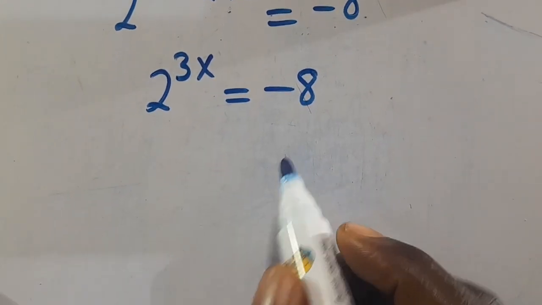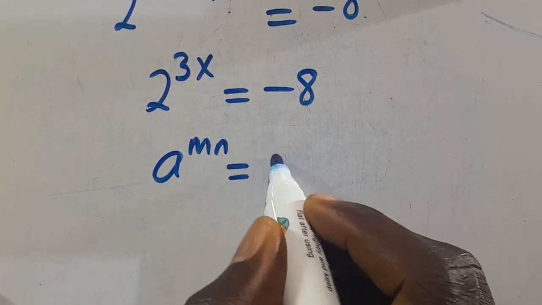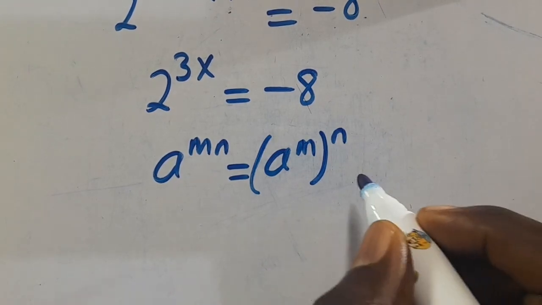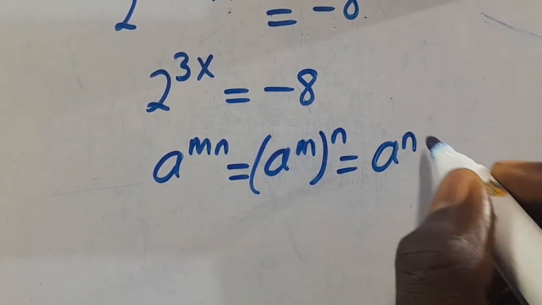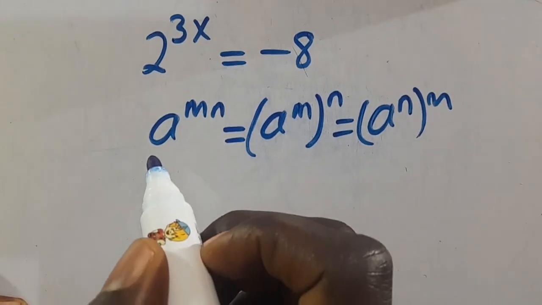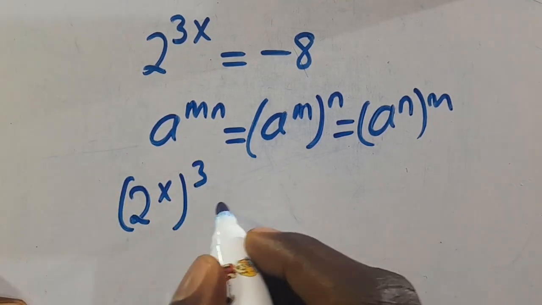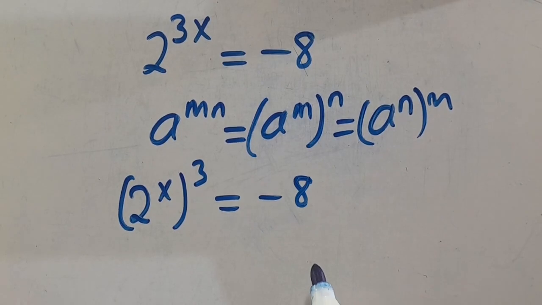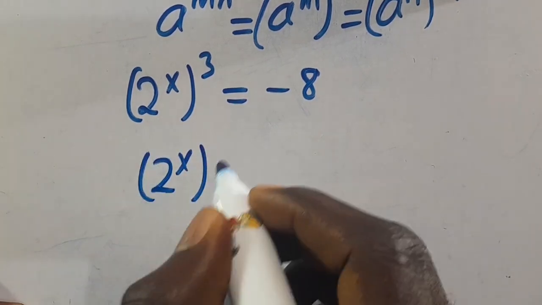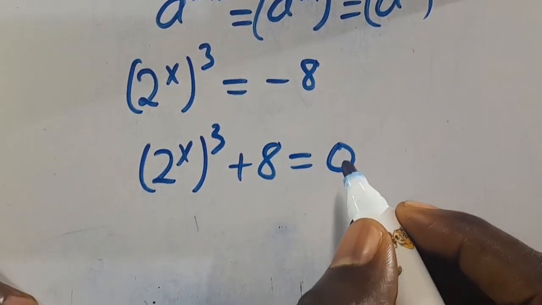Then let us recall that when you have a to the power of mn, this can be simplified as a to the power of m, all in parentheses, to the power of n, which also equals a to the power of n, all in parentheses, to the power of m. So let us interchange this power as 2 to the power of x, all in parentheses, to the power of 3 equals minus 8. So from here, we have 2 to the power of x, all in parentheses, to the power of 3, then plus 8. Then let's set everything to be equal to 0.